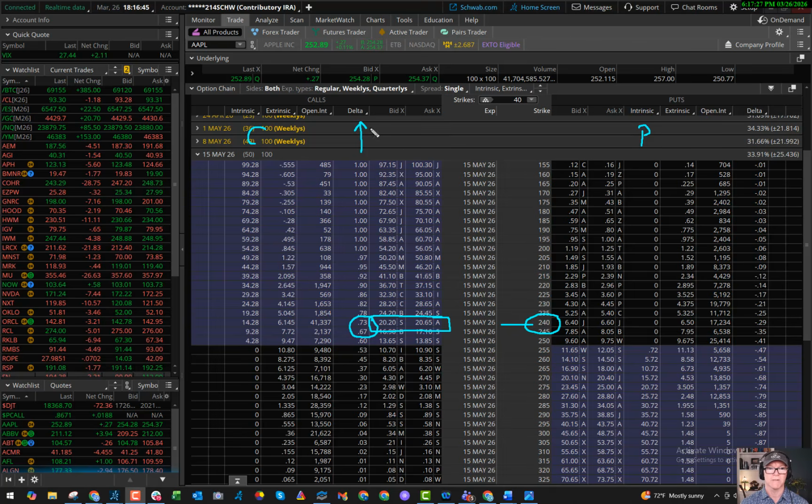If you're going to buy 100 shares of Apple at $252, that's going to cost you $25,200 for 100 shares, right? Here, one contract, this 240, any of these, controls 100 shares, right? So this costs you 20 bucks. Would you rather spend 25,000 or would you rather spend 20? Well, obviously, less is more, but is it?